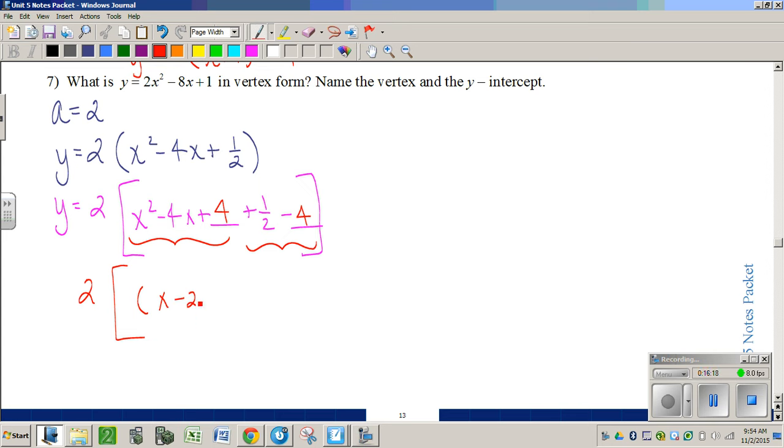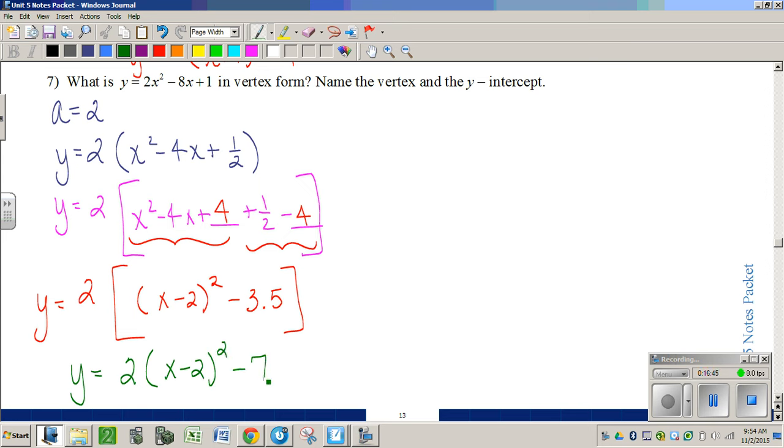So we have x minus 2 squared, and then we have negative half minus 4. All right, I'll ease some of your fraction phobia. I'll use a decimal, so negative 3.5. Now remember what I said in the problem before. You have to distribute back your a value. So this is going to turn out looking like 2 times the quantity x minus 2 squared minus 7.